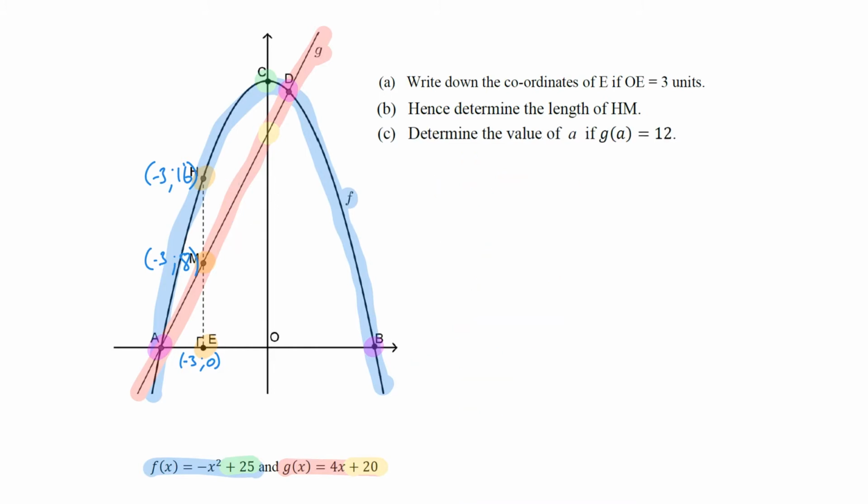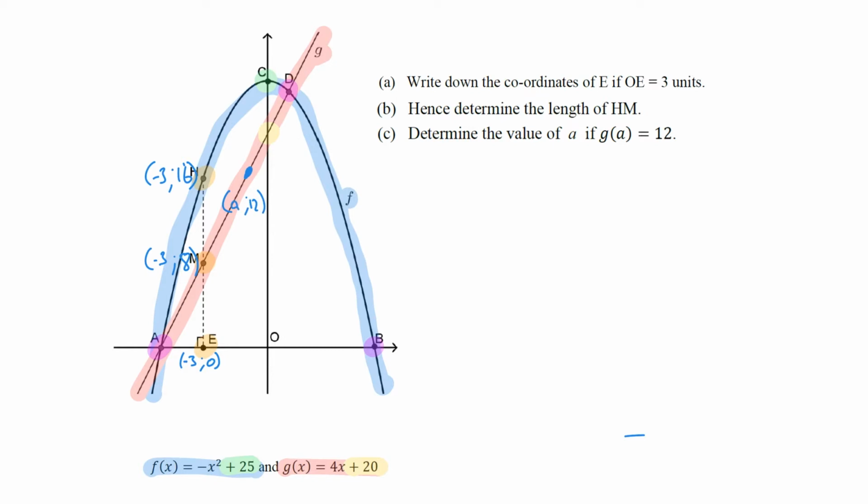Now we move on to question C, and we're asked to determine the value of a if g of a equals 12. So we're working on this straight line g, and we're saying, well, g of a equals 12. In other words, the y value equals 12. Well, we know this value over here is 20, and we just worked out that this value is 8. So it's sitting somewhere in between. Let's take a guess and say that it's sitting over here, and we've got this value here. We know that its y value is 12, but we don't know what its x value is.